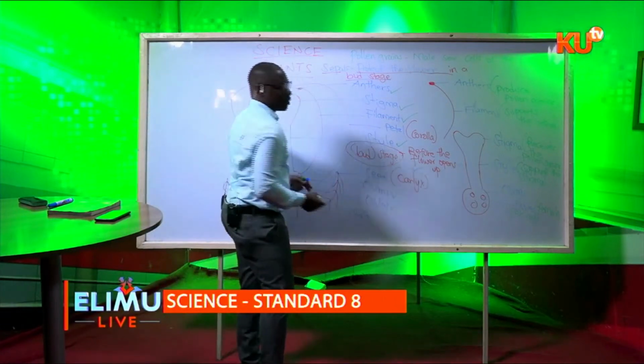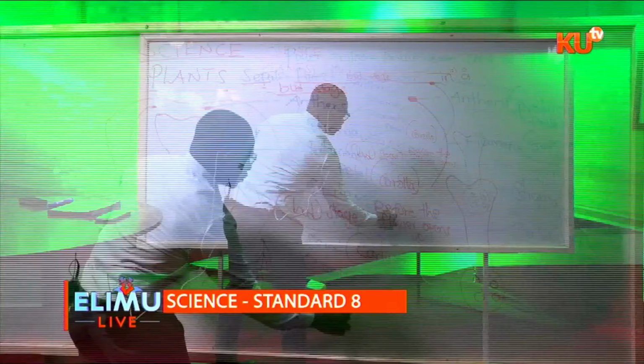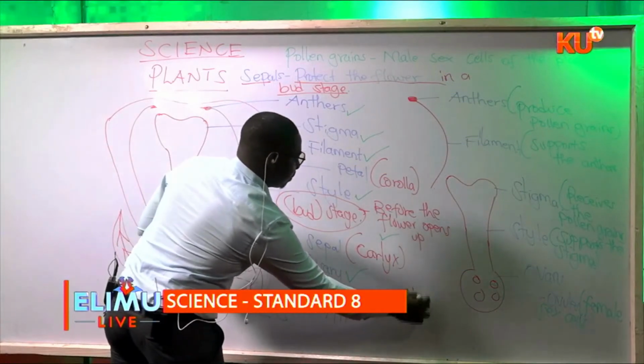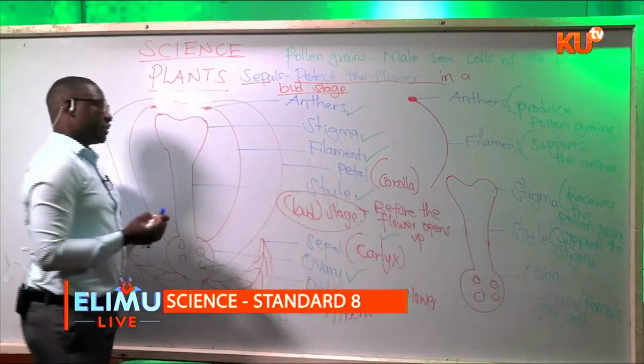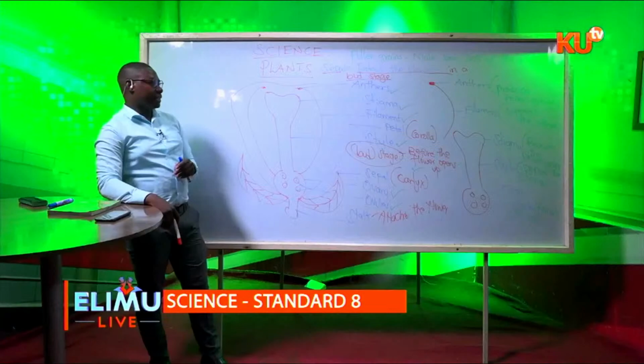Then we have the stalk. The stalk is the one that attaches the flower to the plant. Those are the functions of the parts of a flower.